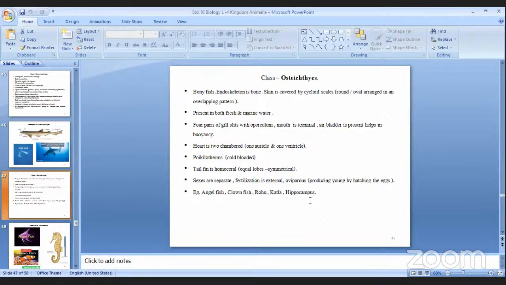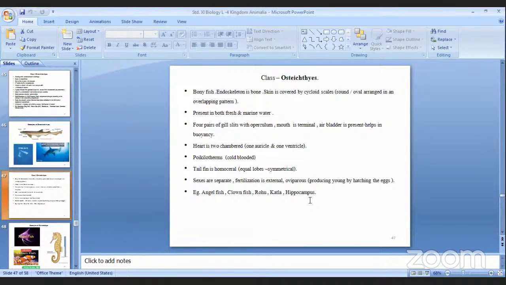Next, osteichthyes. In Pisces, the next class is osteichthyes. These are bony fish, and the other one, chondrichthyes, are the cartilaginous fish. Students, you can be asked the difference between chondrichthyes and osteichthyes. So these are the points of differences. That's why I'm comparing and telling you, right?